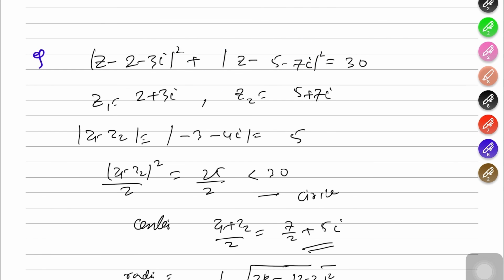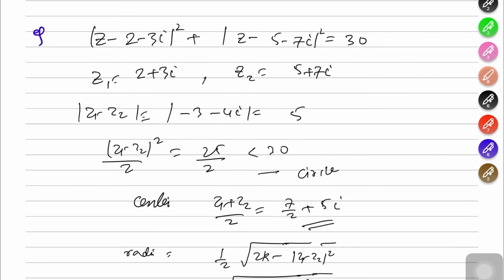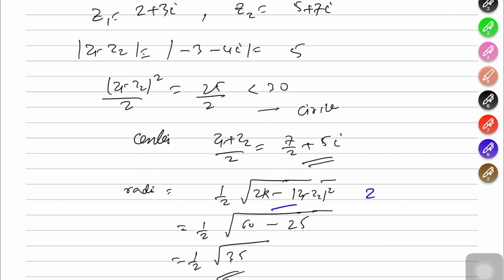Okay, so clearly if this is the equation, we have to be cautious about this. I already discussed that they represent a circle if 2k is greater than or equal to |z1 − z2|². That is the condition. So they represent a circle if 2k is greater than |z1 − z2|².